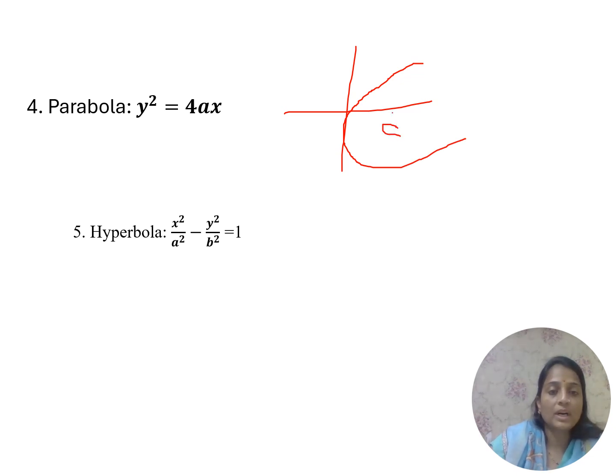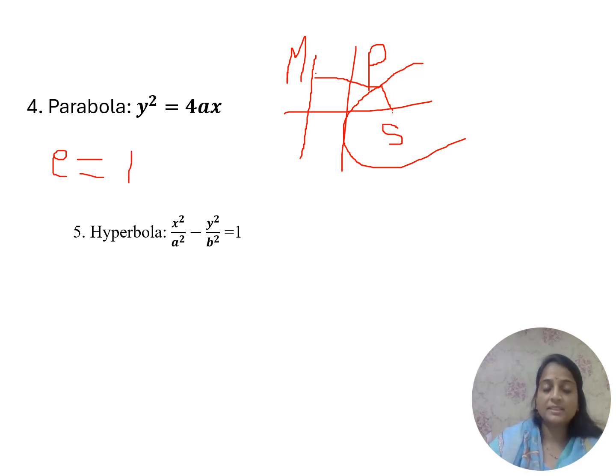where S is the focus and the directrix is always on the back side of the graph. So this is the focus, this point is P, and the directrix point is M. So SP upon PM is the eccentricity, and parabola eccentricity is always 1. Ellipse eccentricity is less than 1, and circle eccentricity is 0. S is the focus, P is any point on the curve, and M is a point on the directrix.